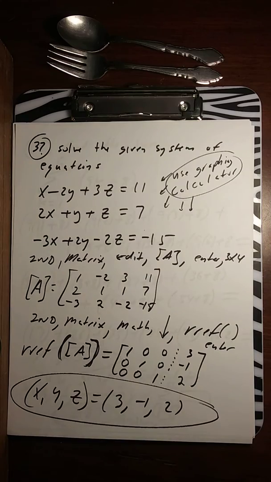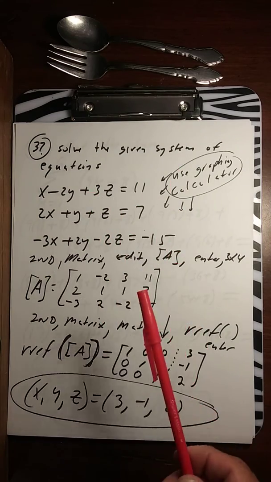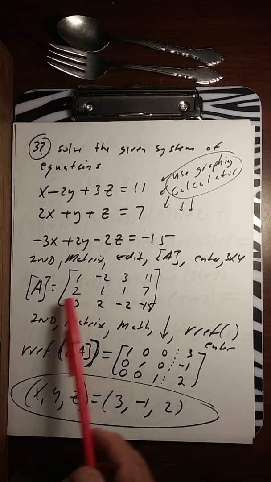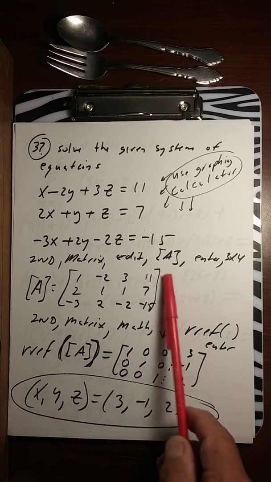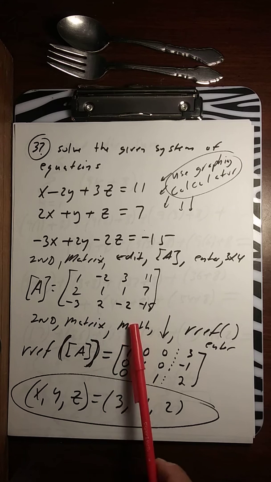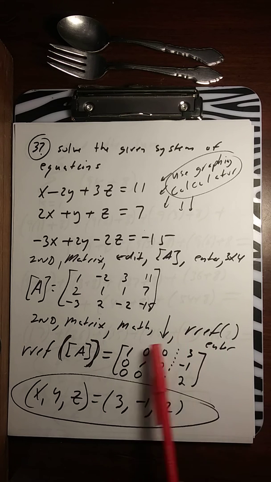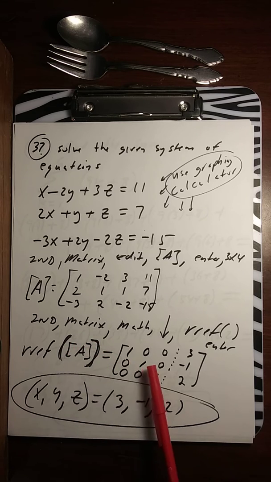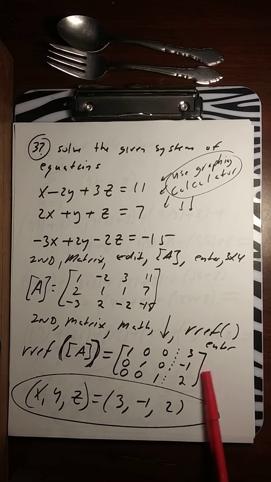Solve the system. Solve the system equation. Use your graphing calculator. Second matrix, edit A, enter these numbers. And then second matrix math, down arrow till you get RREF of your A. You're going to enter it, you're going to get all these numbers right here. Which is going to give you X, Y, and Z is that.